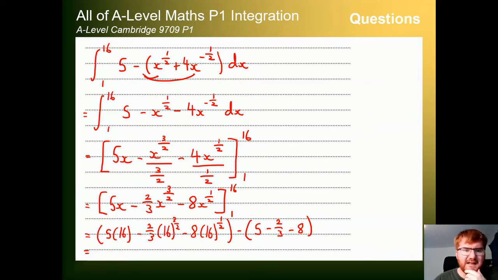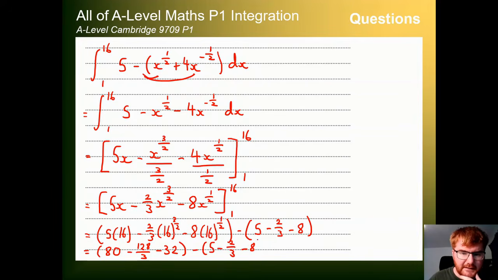I'm going to work most of this out without a calculator. So 16 times 5, that's going to equal 80. 16 to the power of 3/2, square root of 16 is 4. 4 cubed is 64, so we're going to get minus 128/3. 16 to the power of a half, that's 4. 4 times minus 8 is minus 32. At this point, I'm just going to leave most of this alone and let the calculator do the tidying up job for me at this point.